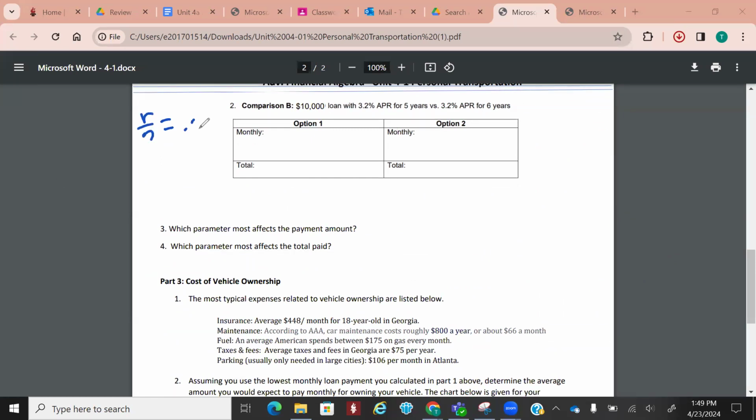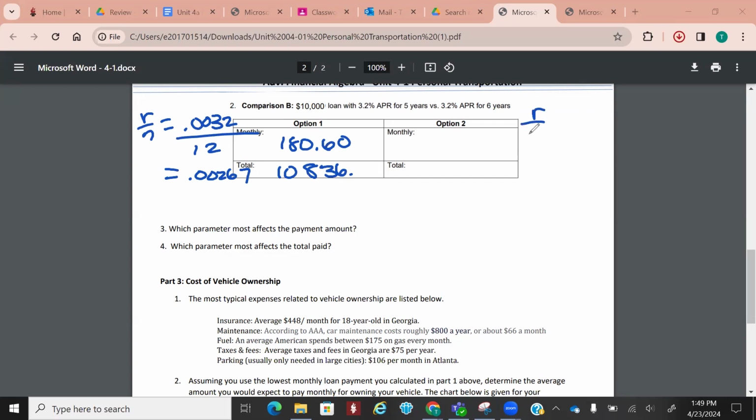Okay, so my R divided by N is 0.0032. We're going to divide by 12, and that's going to give me 0.002767. Okay, so our monthly payment is going to be 180.60. When we multiply that out, that's going to give us 10,836.